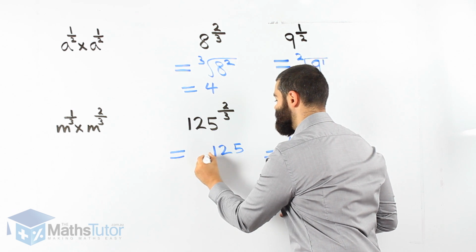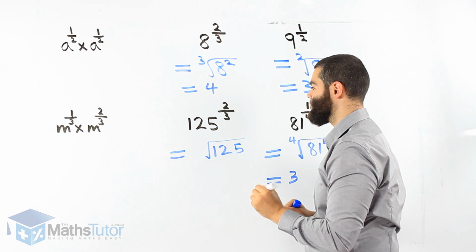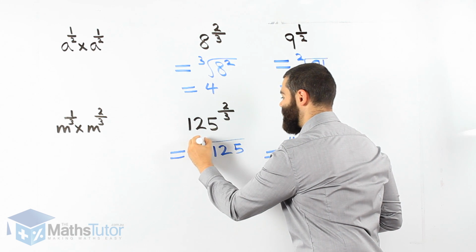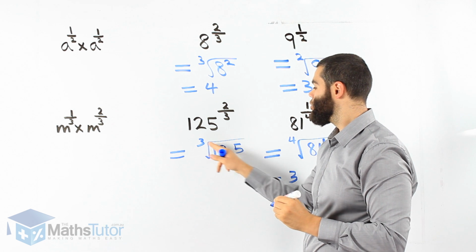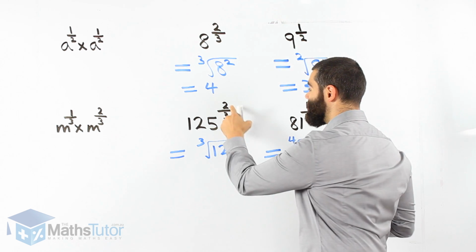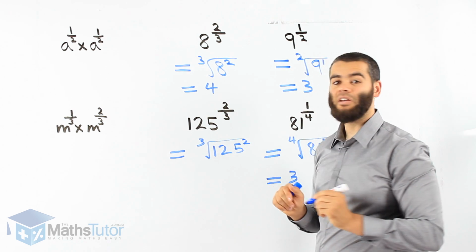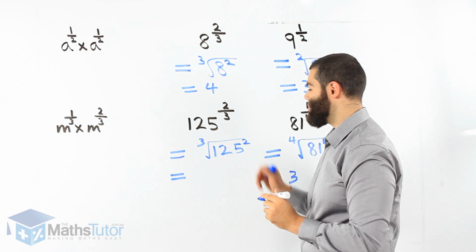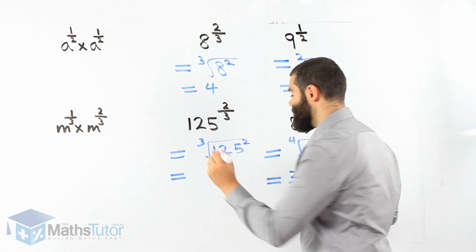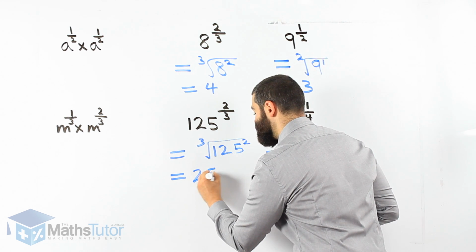125 is our base. We have the root sign. The denominator goes outside. So cube root 125 to the power of 2. Not to forget that, the numerator goes inside. So what number is going to give us the answer here? We know it's going to be 25.